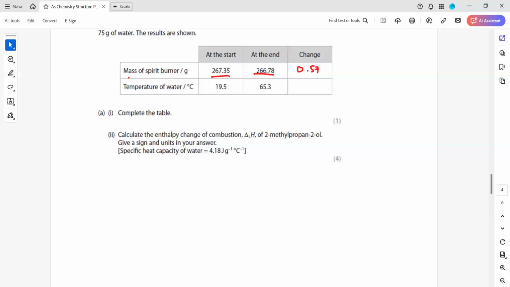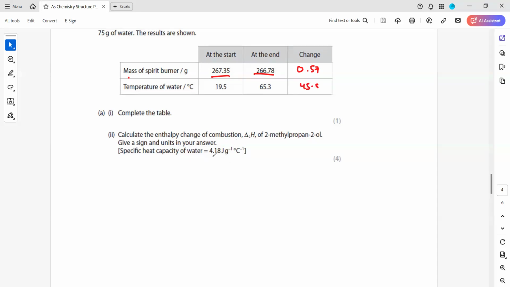Now, for the mass, you don't need to put a negative sign. You don't have to put a negative sign here, because we need the change, the difference. So this will be 45.8.